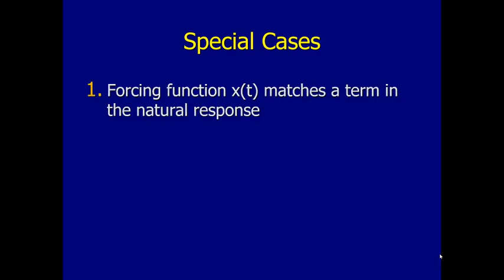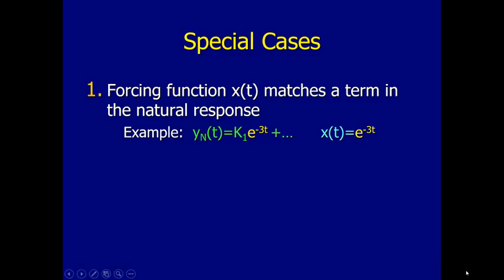In our solution of linear differential equations, there are two special cases that we sometimes have to deal with. The first special case is when the input signal, x of t, what we're calling the forcing function, has the same functional form as one of the terms in the natural response of the system. For example, if we have a system with a natural response that has the form k1 e to the minus 3t plus perhaps some other terms, and I'm exciting it with an input that also has an e to the minus 3t term, this would be a combination that falls into this first special case.